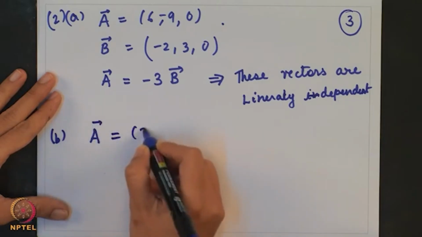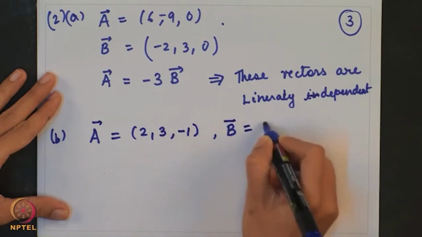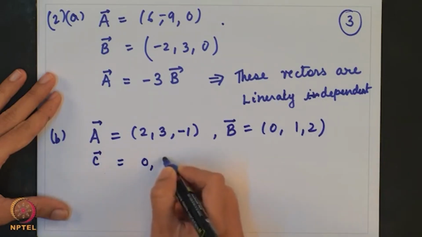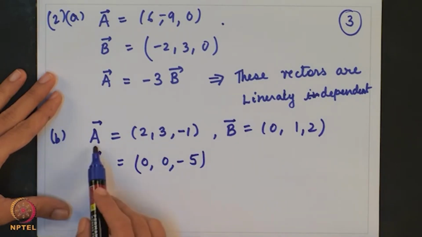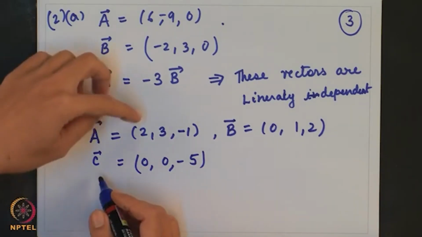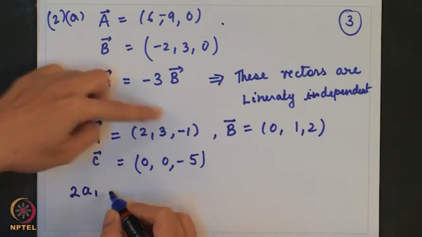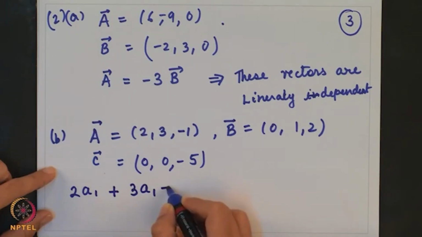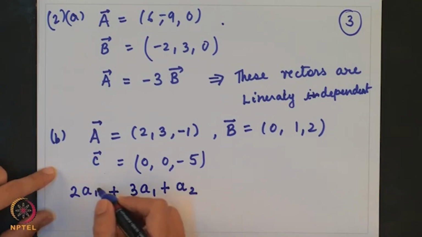Now, the B part is again very simple to check. Okay. This can be done with 0, 1, 2 and C is 0, 0, minus 5. Now, I skip the step of writing a1 a plus a2 b plus a3 c. I can quickly write this as 2a1. Okay. The second term would be plus 3a1 plus a2.